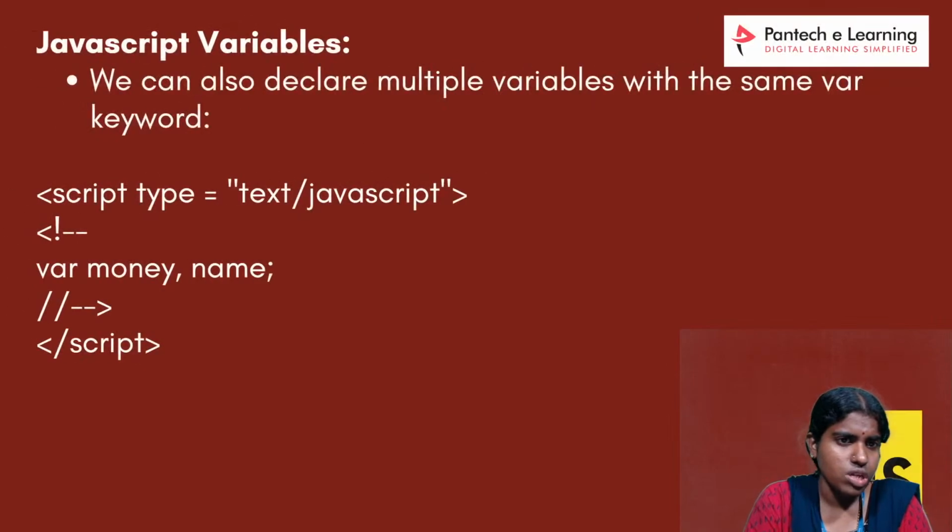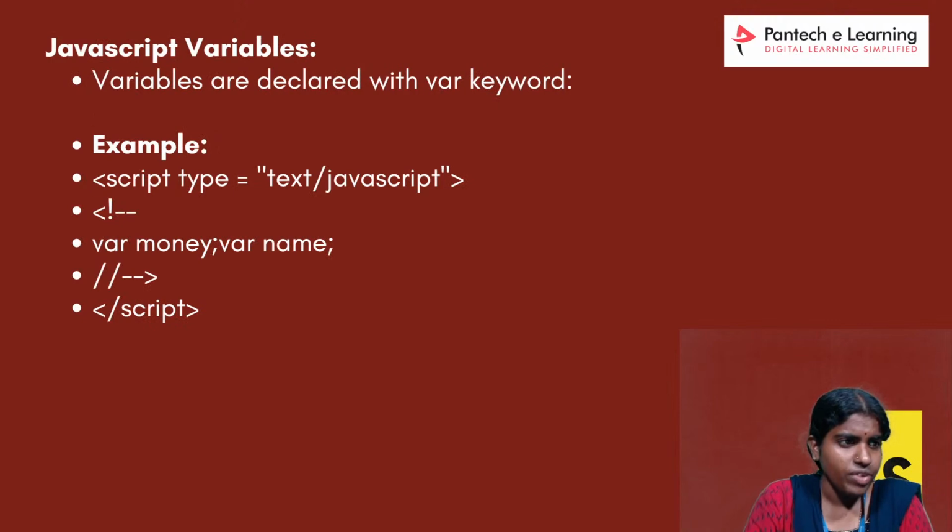Clear with this? So this is how I can define some variables. Whenever I want to write any JavaScript coding, it should have a script tag followed by the type attribute. So type equal to, within double quotes, whatever type of JavaScript coding I want to write. Here I am giving it as text/javascript.